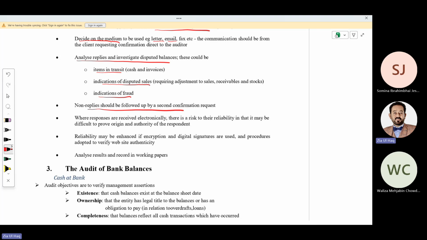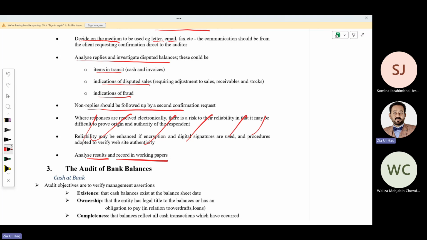And if the customer does not reply to the second request either, then we need to check receivables through alternative procedures. What are the alternative procedures? Checking the occurrence of receivables in the sales system and checking that cash has been received in the post year end period. And we need to analyze the result and record everything in the working paper.